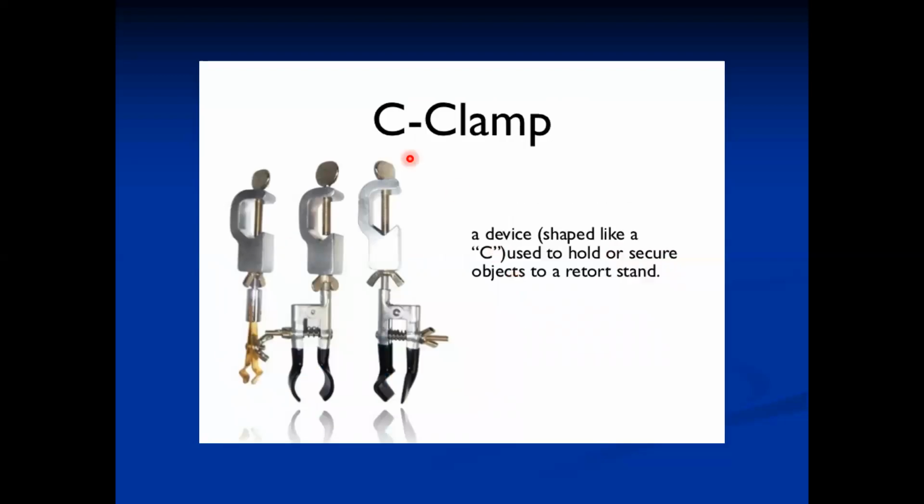Then we have the C clamps. They are used to hold different containers such as test tubes or burettes to the stand, the retort stand.